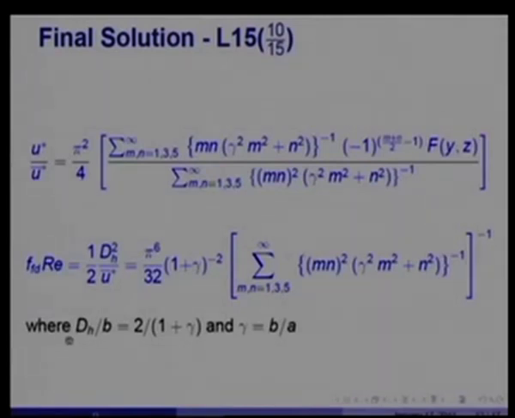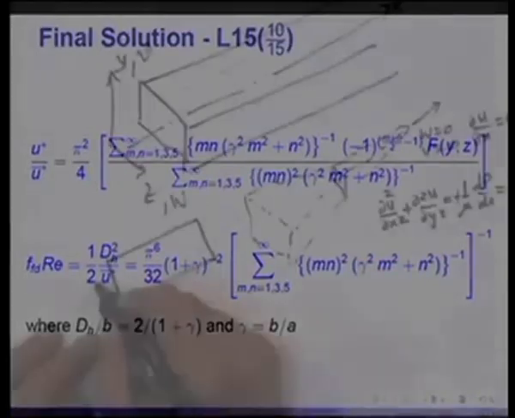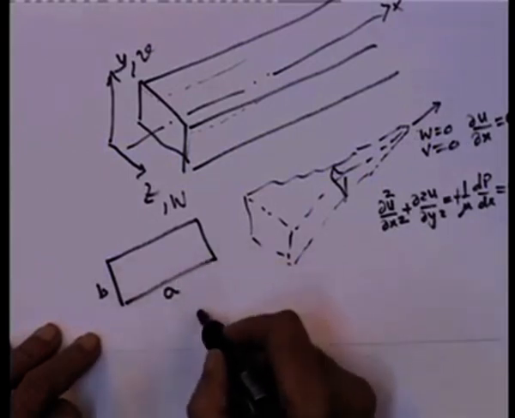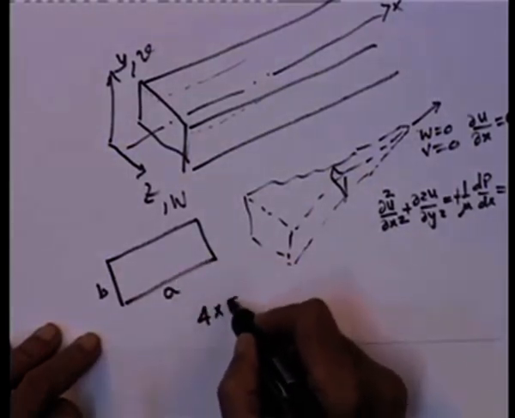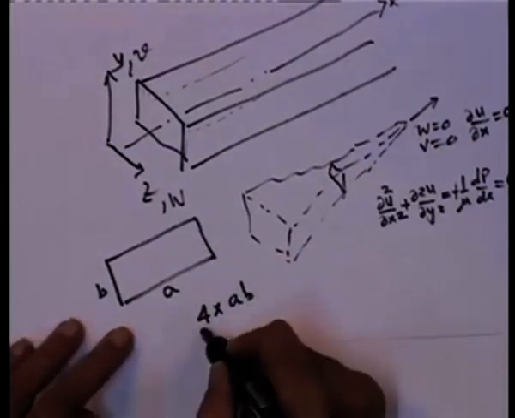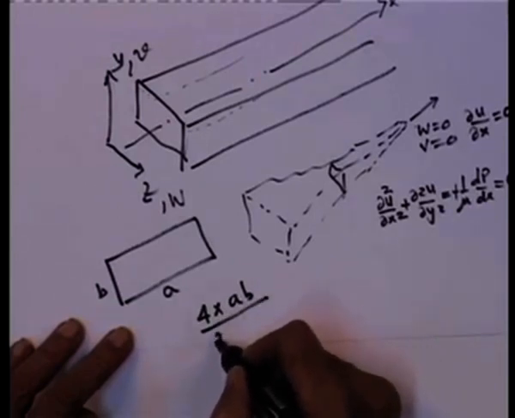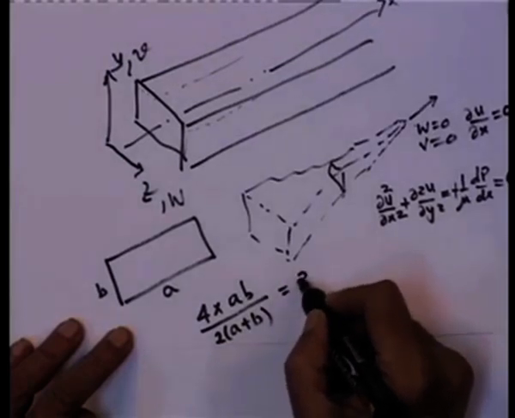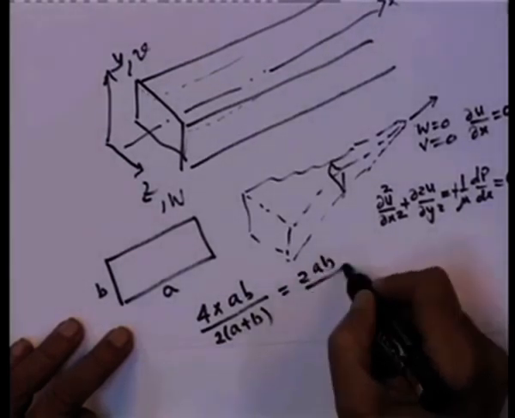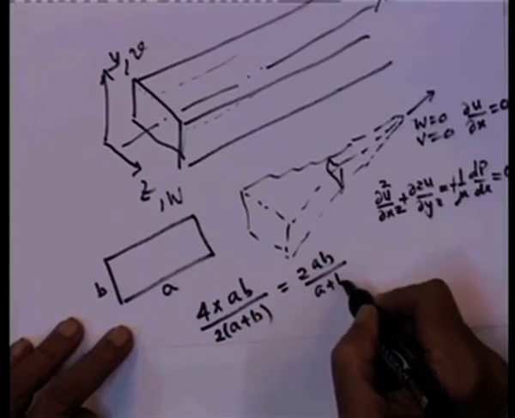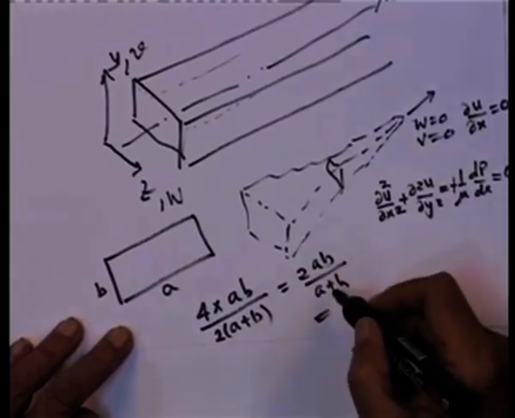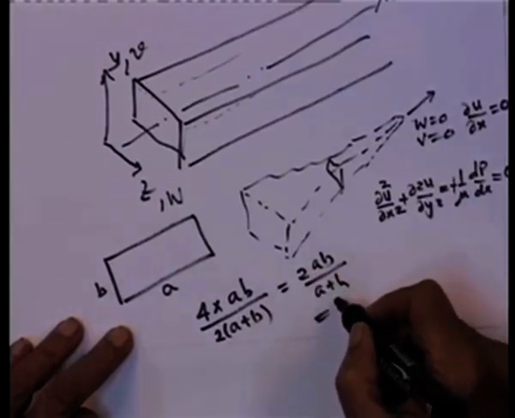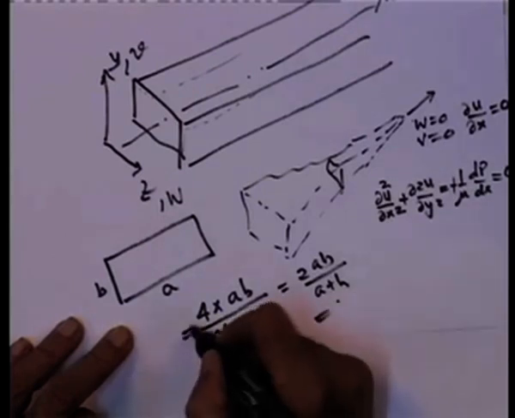dH, of course, for a hydraulic diameter in this particular case, in the rectangular case with sides B and A, is 4 times the area of cross section AB divided by 2 times (A plus B), which gives me 2AB divided by (A plus B). If I were to divide this by A, then I get the hydraulic diameter.